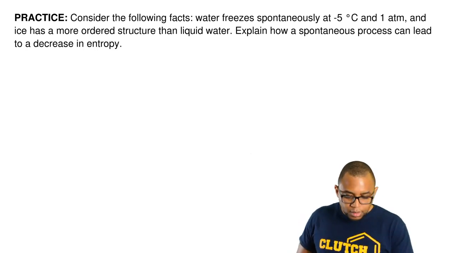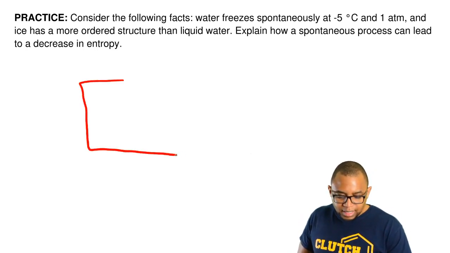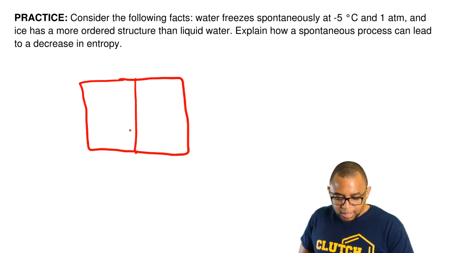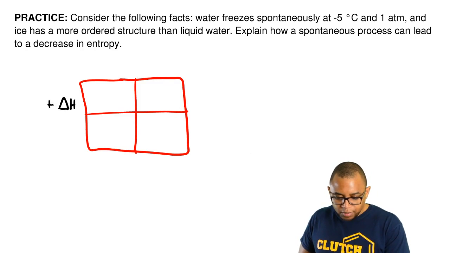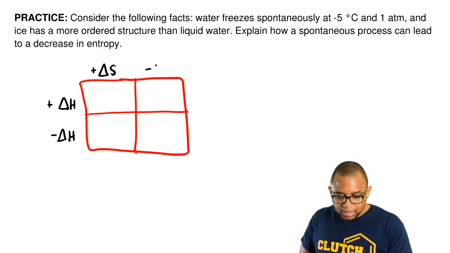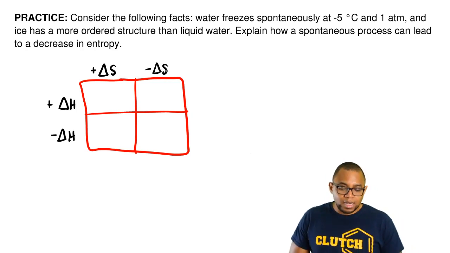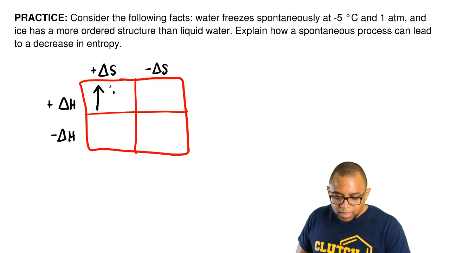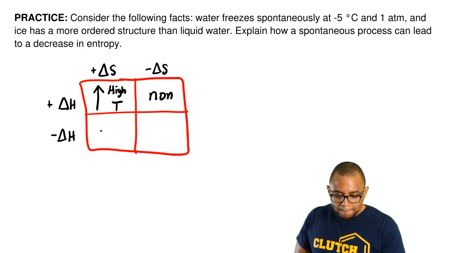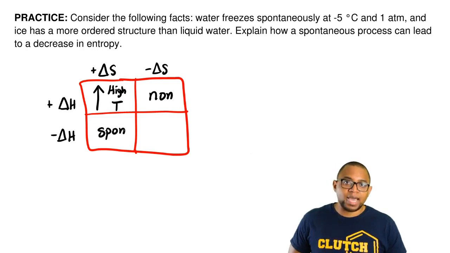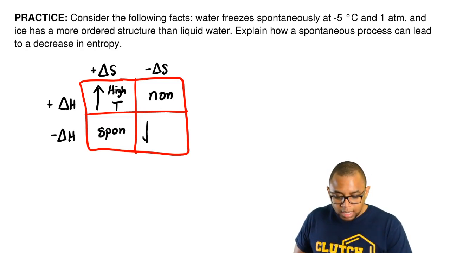Alright, so we're talking about basically the signs of delta H and delta S here. So on the sides we have delta H, here it's positive and here it's negative. Here we have delta S on the top, positive and negative. Now here, it'd be spontaneous at high temperatures. Here would always be non-spontaneous at all temperatures. Here it'd be spontaneous at all temperatures. And here it'd be spontaneous only at low temperatures.